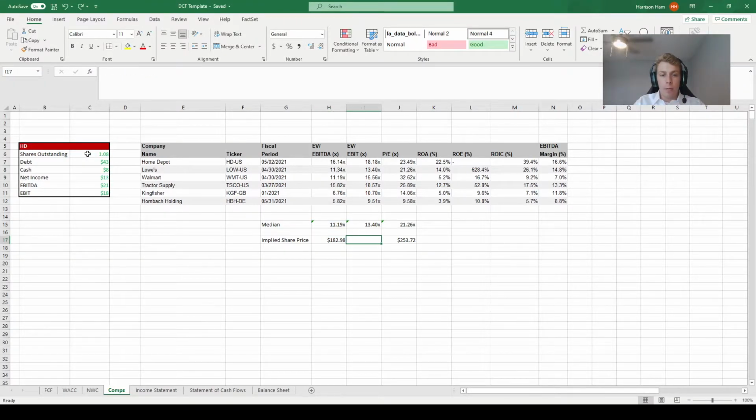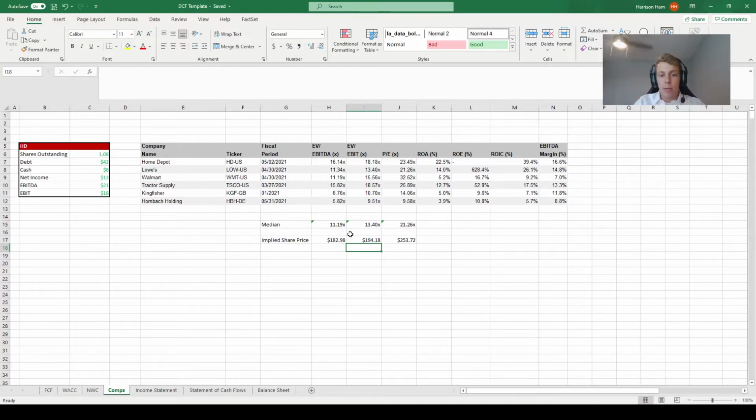Then for the EV to EBIT ratio, it's the same calculation except we replace EBITDA with EBIT. So we take the competitor's median ratio, multiply it by EBIT, add cash, subtract debt, and then divide the whole thing by shares outstanding to get another implied share price.